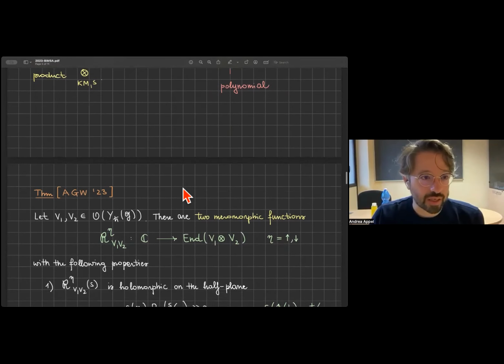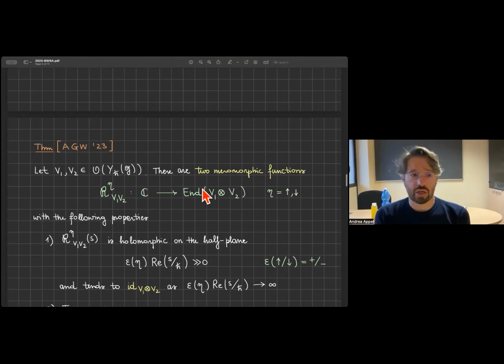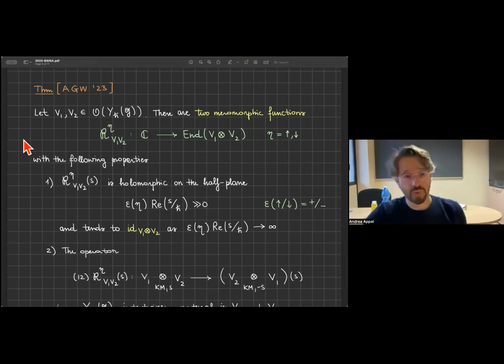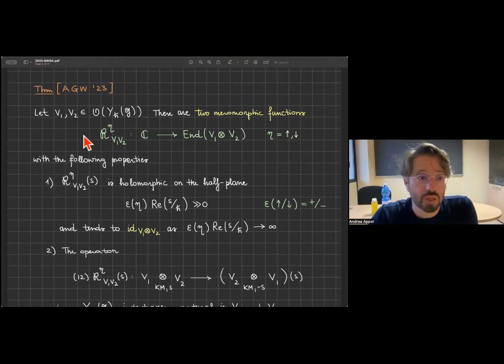So this is indeed the content of our main theorem. So what we do is the following. We assume to have two categories of representations of the Yangian. And so what we will show is that there are two meromorphic functions. These are Ida V1, V2.